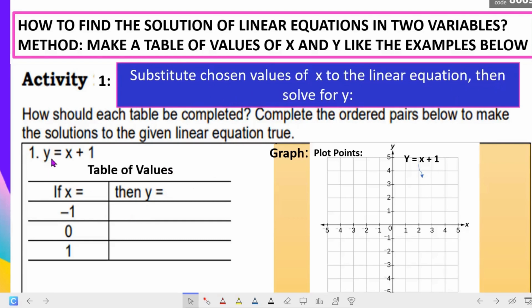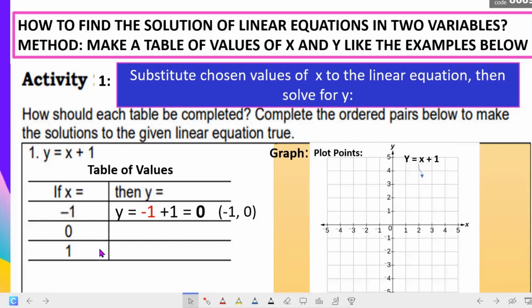You have the equation y equals x plus 1. If x is negative 1, let's just substitute or replace the x with negative 1. So y equals negative 1 plus 1 equals 0. So our answer is the ordered pair (-1, 0). This is a solution to the equation.